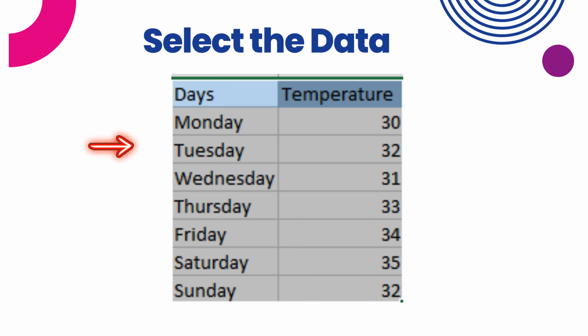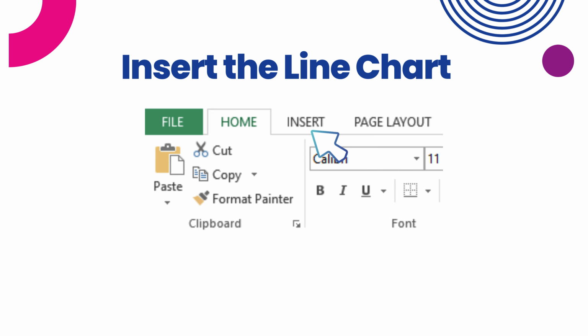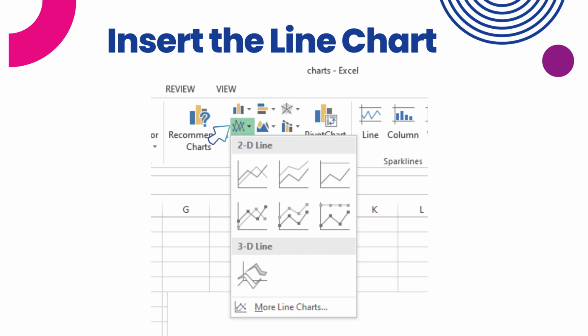Select the data from A1 to B8, including the headers, Day and Temperature. Click on the Insert tab in the top menu. In the Charts group, click on the line chart icon. It looks like a graph with connected points.